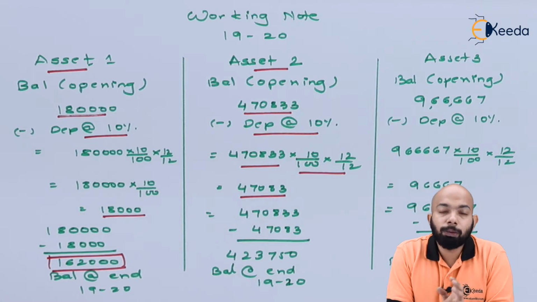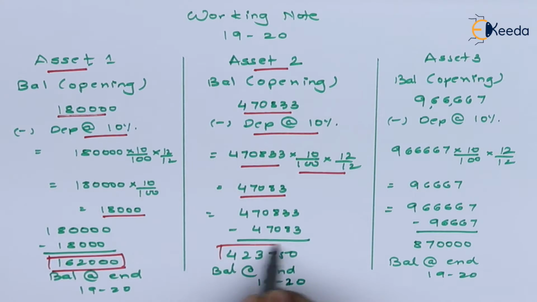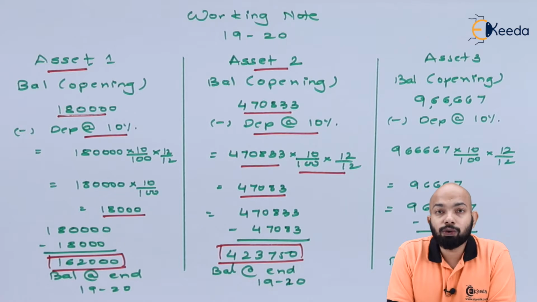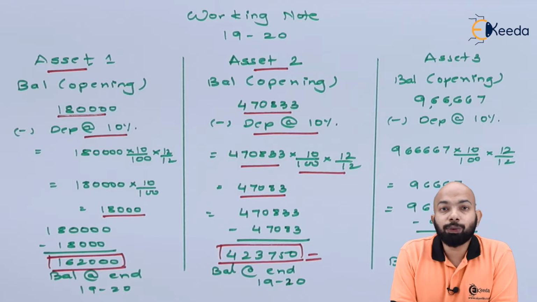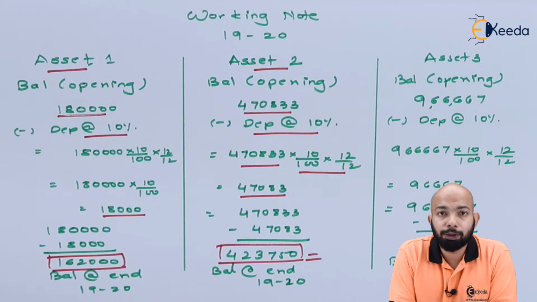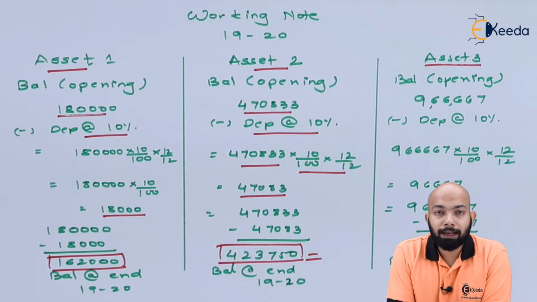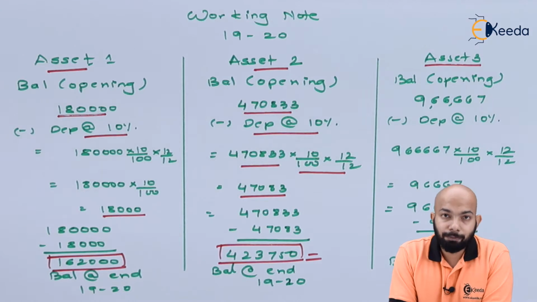Now, this depreciation will be subtracted from the opening balance, which will give you the closing balance for this asset as of 19-20, that means March 2020. So 4,70,833 rupees minus 47,083 rupees will give you a balance of 4,23,750 rupees. This is the closing balance for asset number 2 at the end of March 2020. Now for asset 3, we have an opening balance which will be the closing balance of the previous year.